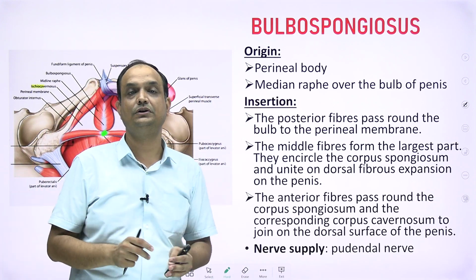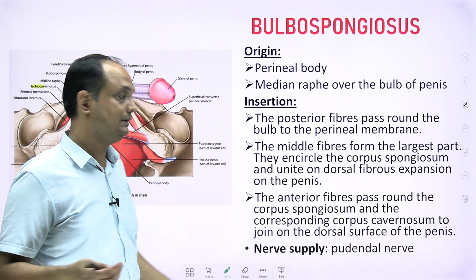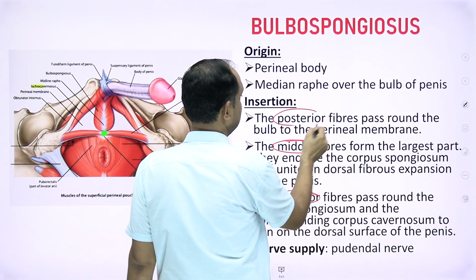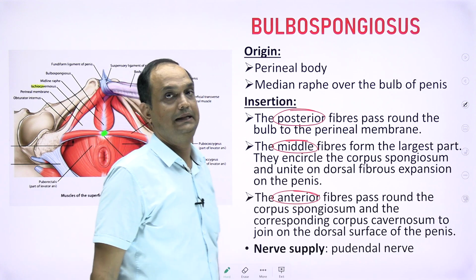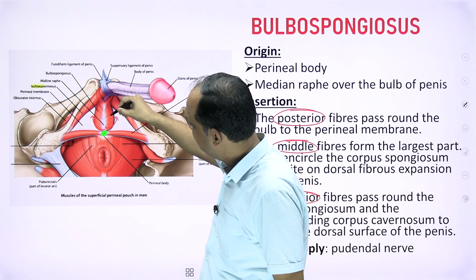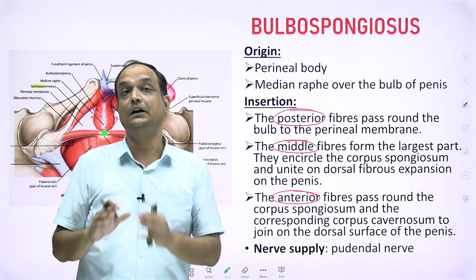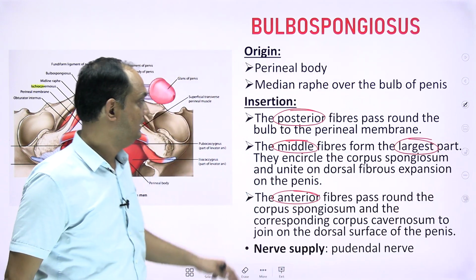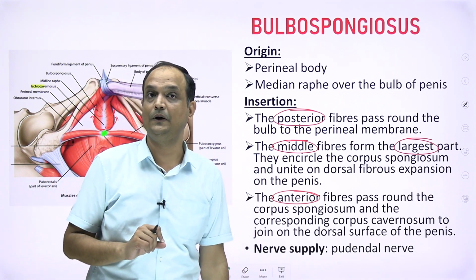Now, what is the insertion of the bulbospongiosus? The bulbospongiosus is divided into 3 parts as far as the insertion is concerned: anterior fibers, middle fibers and posterior fibers. Posterior fibers pass round the bulb to the perineal membrane. That means they arise from here, make a loop, and insert into the overlying perineal membrane. Then you have the middle fibers. The middle fibers are the largest and the bulkiest part of the muscle, and they encircle the corpus spongiosum. Now, this is again an important point.